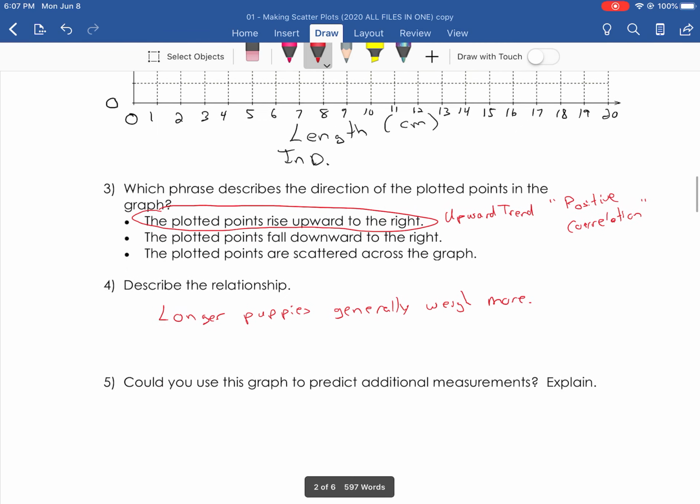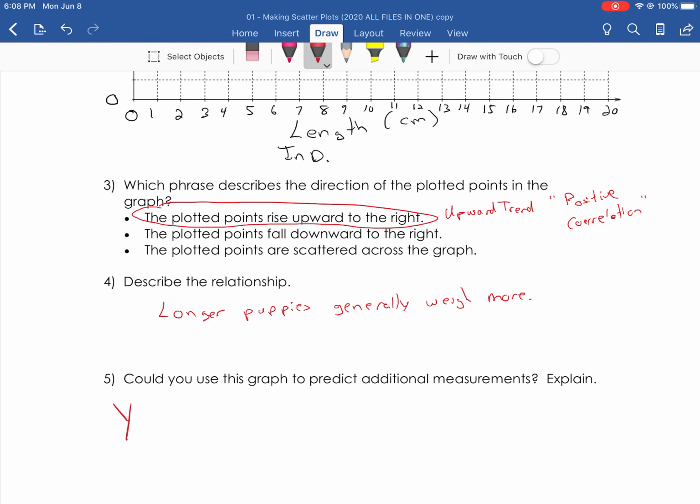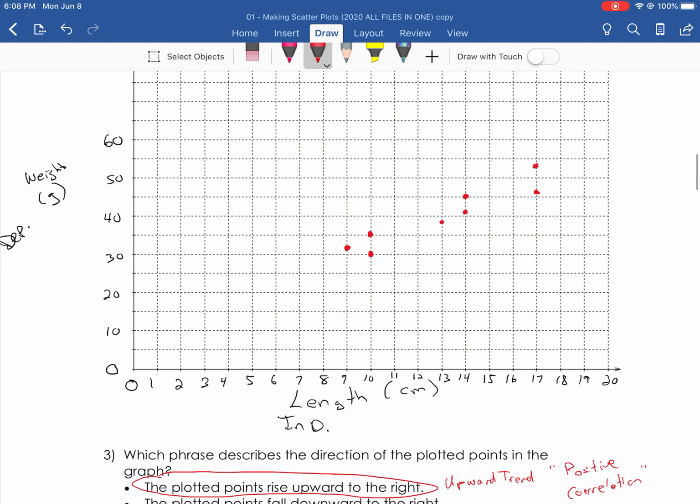Could I use the graph to predict additional measurements? And I'm going to put a giant yes here. And this is what this whole section is about with scatter plots, is making predictions. So I'm going to highlight predict. And by predict, we don't mean for sure we're going to know the answer. All I'm saying is that we can look at this graph and say, listen, if there was another puppy that wasn't on the list here and he had length 5, we could have a pretty good educated guess as to what weight he would be.